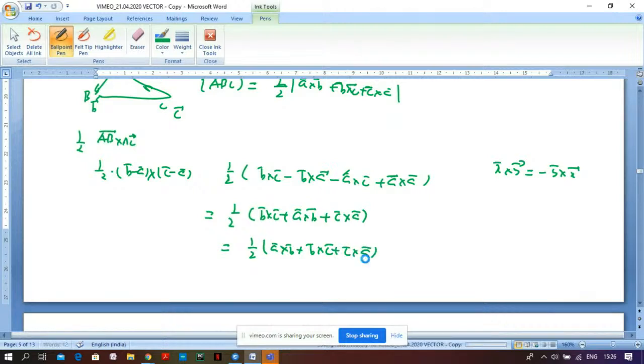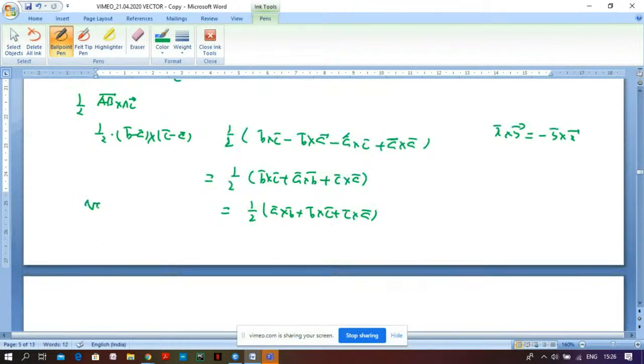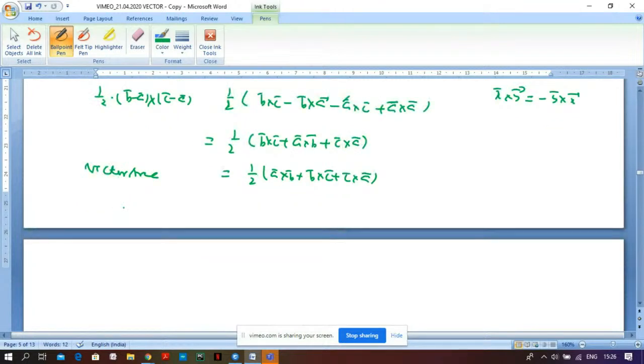So this is your vector area. The normal area is the modulus of that vector. So you have got area ABC as half the modulus of A cross B plus B cross C plus C cross A.